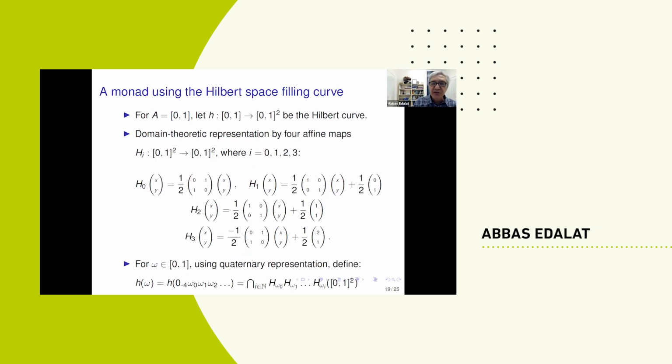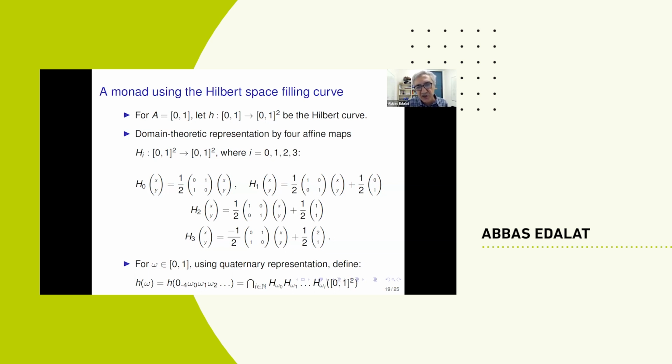For the unit interval, we can use the Hilbert space filling curve. I think I'm not going to have time to go over this, so I'm going to skip it. This is very famous. It's more than a century old, a fancy continuous map.